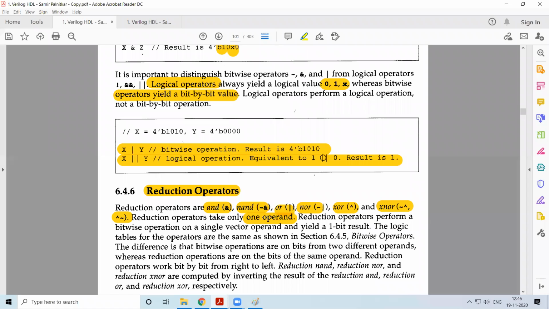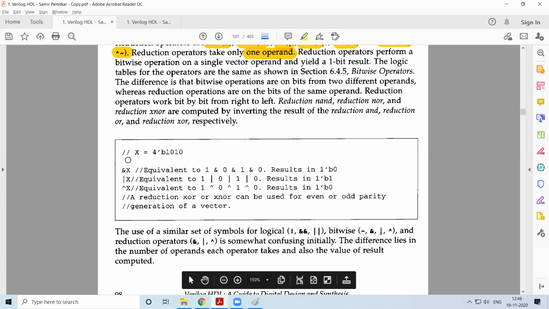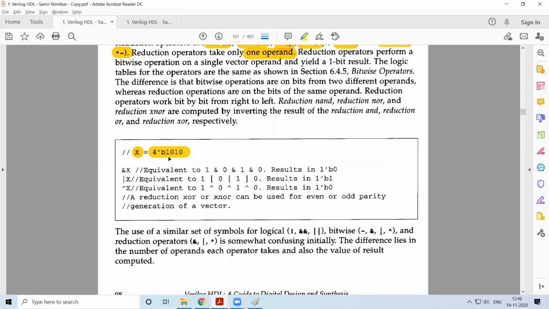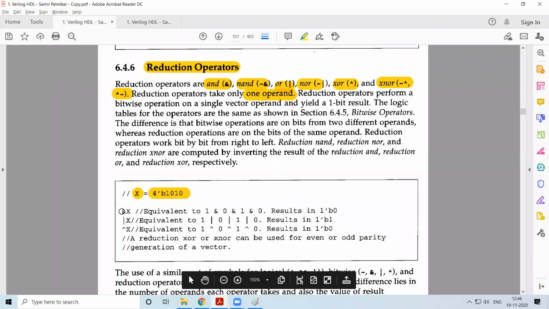So how are they different? If we look over here, we have X, given by these values: 1, 0, 1, 0. Now, if I want to reduce this, we specify it as ampersand X. Here the ampersand is acting as a reduction operator. What is the result we get when we perform such an operation?